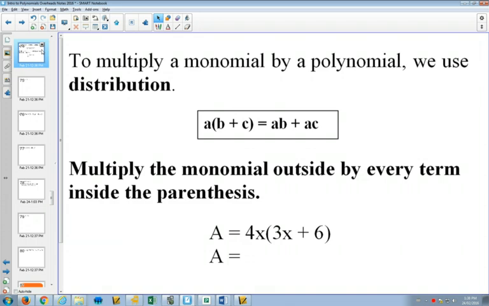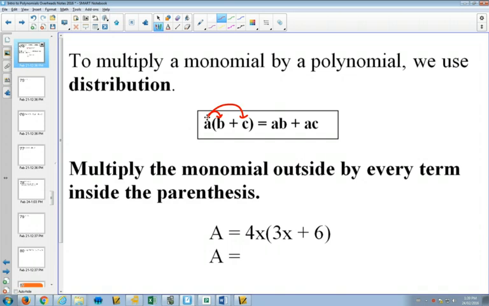So this reviews distribution. Whenever we have something outside the front of a set of brackets and we're multiplying, what we show for work is we draw these arrows to say I need to multiply that a by the first one and I need to multiply the a by the last one. Well, what's a times b? It's ab. What's a times c? It's ac.